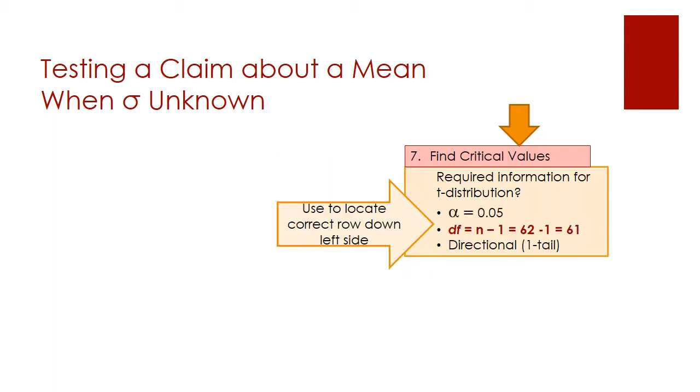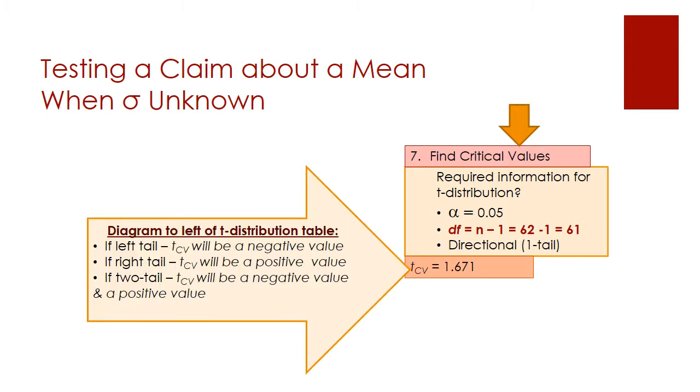Then you come down that column until you get to the row for the number that corresponds to your degrees of freedom. Here we have degrees of freedom equals 61. We actually don't have 61 in our t distribution table. We've got 60, so we're going to use 60 because that's the next closest value. And so that gives us a t critical value of 1.671. But we're not quite done yet.